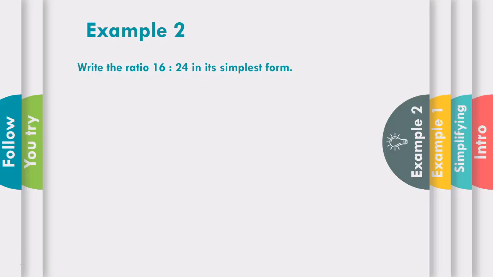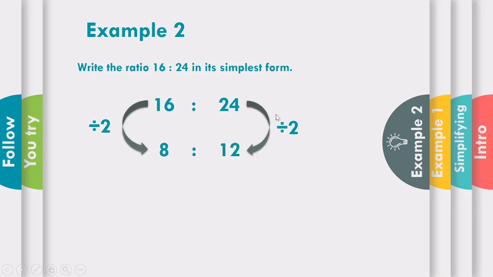Now guys, we already spoke about before, if we've got even numbers, we can always divide them by 2. So if I write this ratio and divide by 2, it gives me 8 is to 12. Which is awesome. The ratio is equivalent, but it's not in its simplest form because we can still divide this down further. I can divide by 2 again. It gives me 4 to 6.